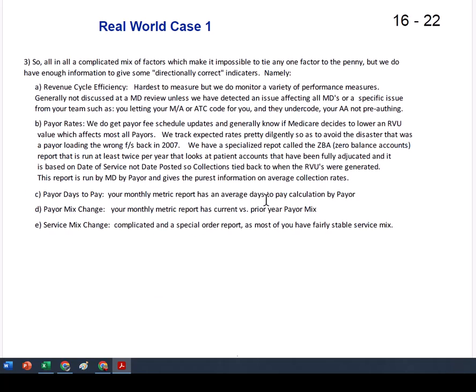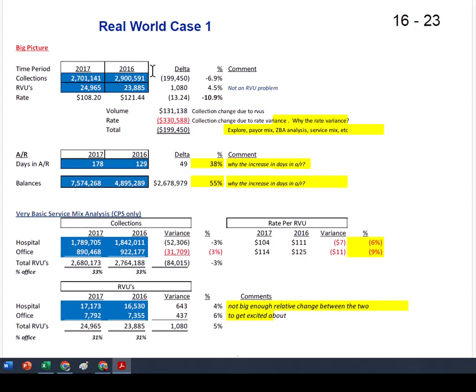So I'm educating physicians here on it's a complex thing. So this is literally something I would give the physicians when we met with them. Okay, so then I would just do a very simple thing. I compare last year to this year: collections, RVUs, rate. I do a rate and volume variance.